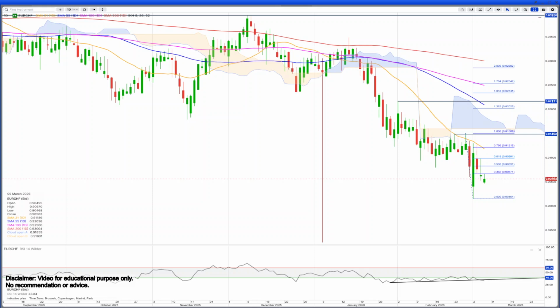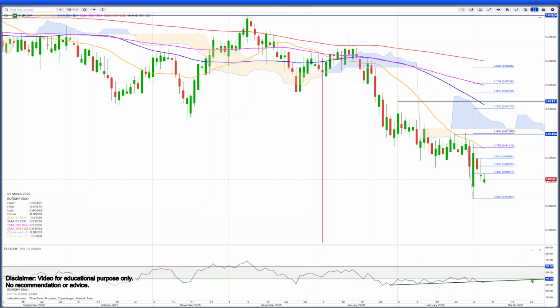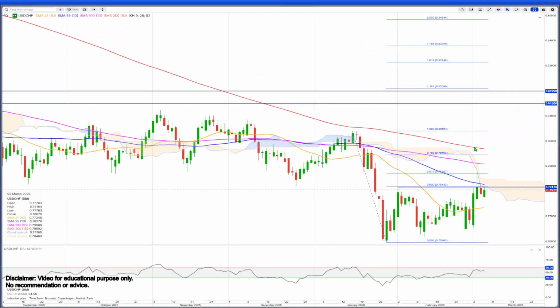But it is also in exhaustion mode. You can see that the RSI is rising. However, we can also see that it's actually broken below its rising trend lines, and that could indicate a new low on Euro Swiss. So a very strong Swiss franc there indeed.